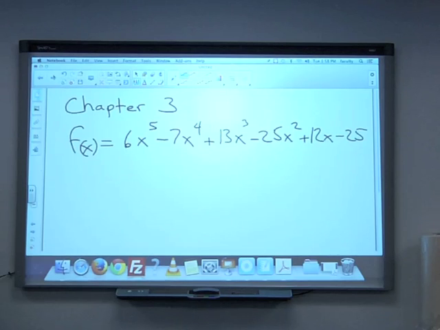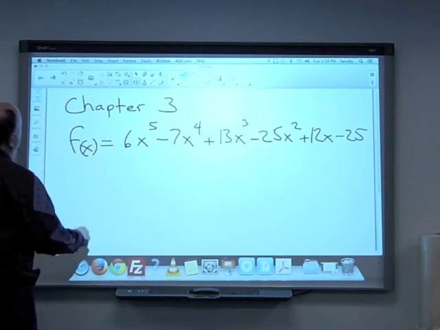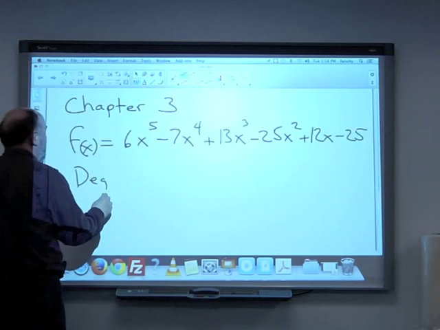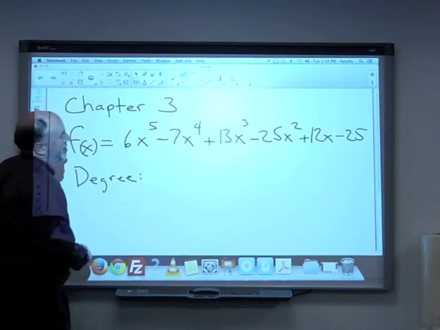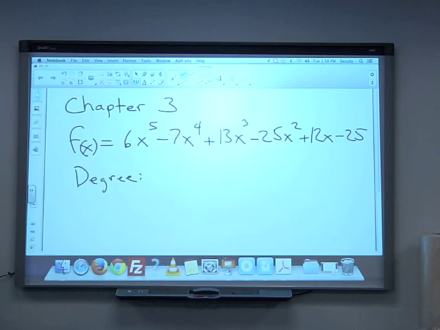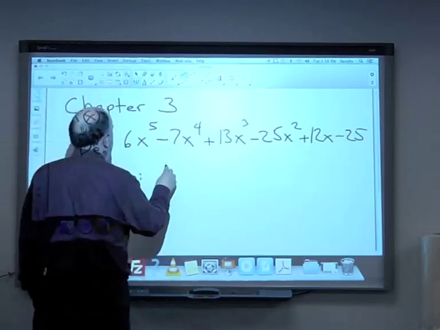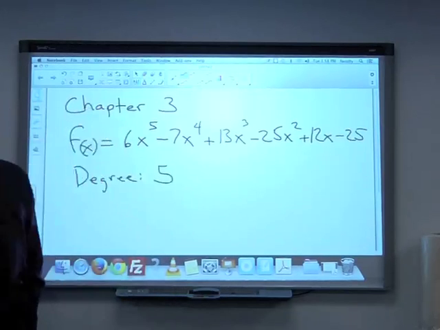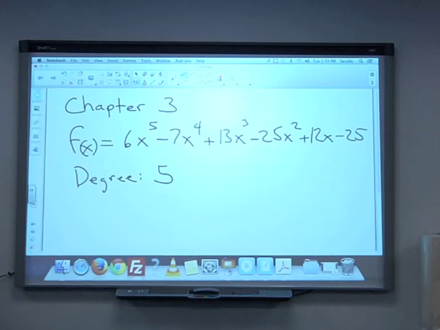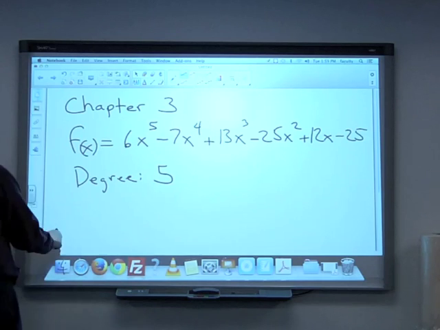So first off, in regards to this polynomial, I want to know what degree this polynomial is. Well, that's easy enough. What's the highest exponent you see? A 5. So it is of degree 5. Just find the biggest exponent. That tells you what degree it is. All right.